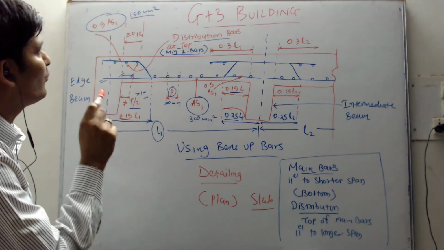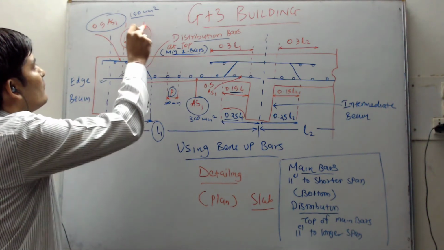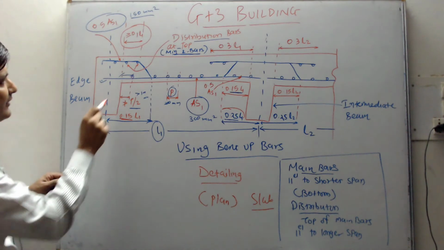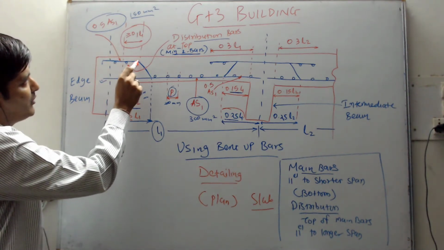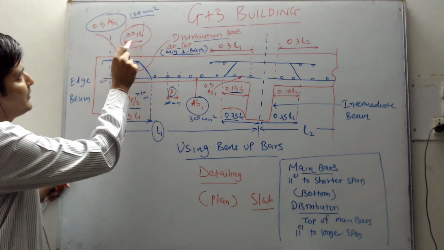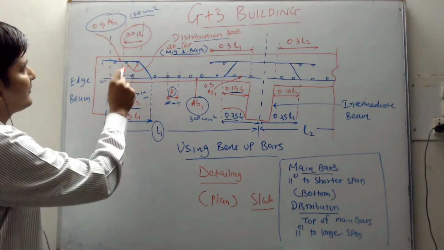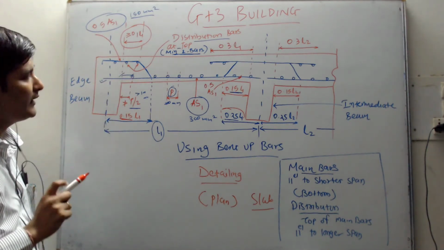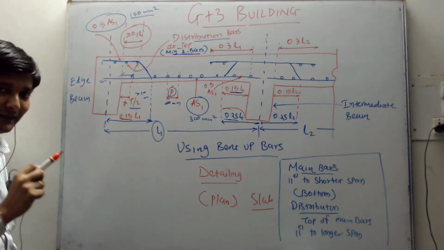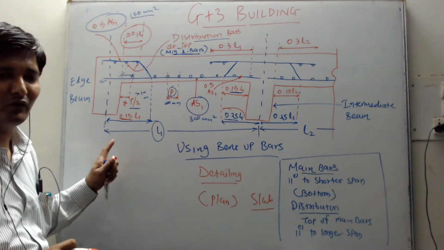One more thing is this distance should be 0.1 L1, which is this distance, that is from the edge of the beam up to the end of a bent up, right? So this distance should be greater than or equal to 0.1 L1, right? These are standard things given as per the Indian Standard. So if you follow this, you will not fall into trouble, right?